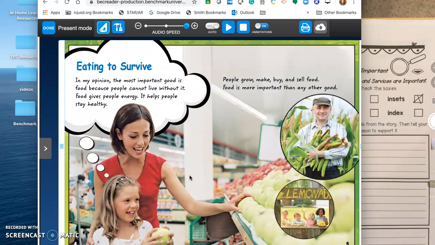And it looks like this is the next page, Eating to Survive. In my opinion, the most important good is food because people cannot live without it. Food gives people energy. It helps people stay healthy. People grow, make, buy, and sell food. Food is more important than any other good.